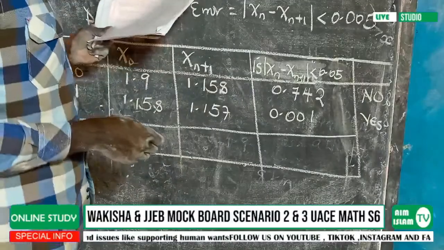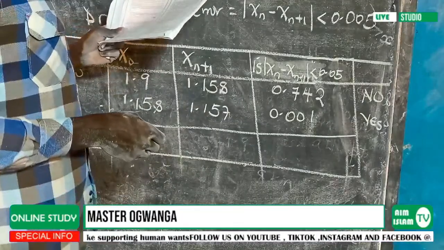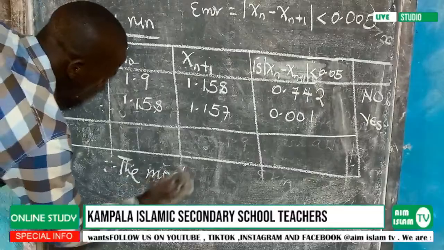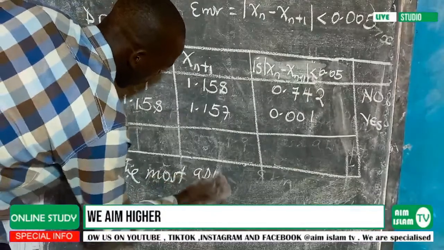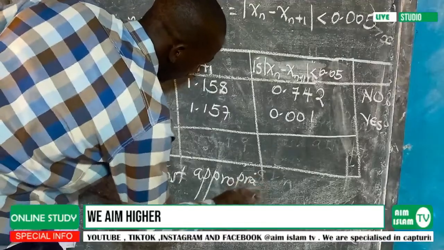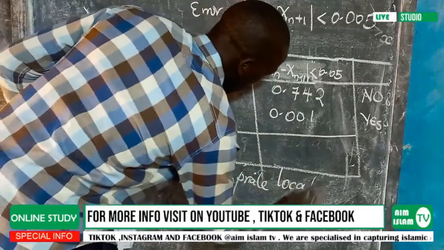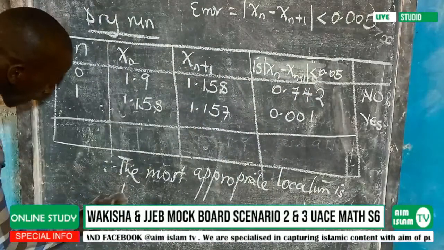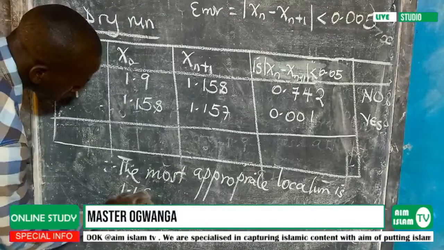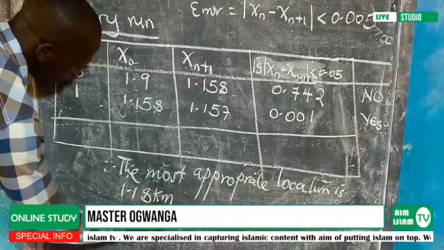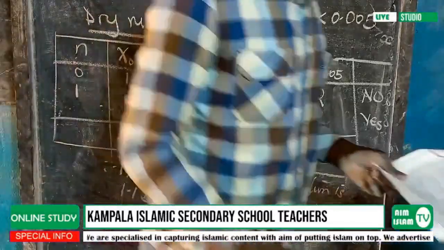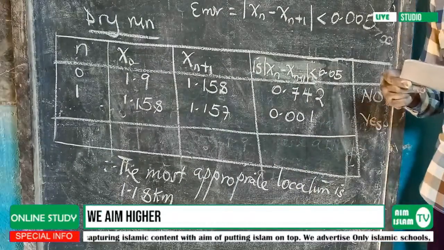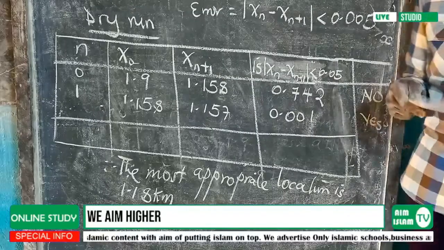Our conclusion will be: therefore the most appropriate location is the value we have got, which is 1.158 kilometers. That one becomes the last part of our today's discussion.